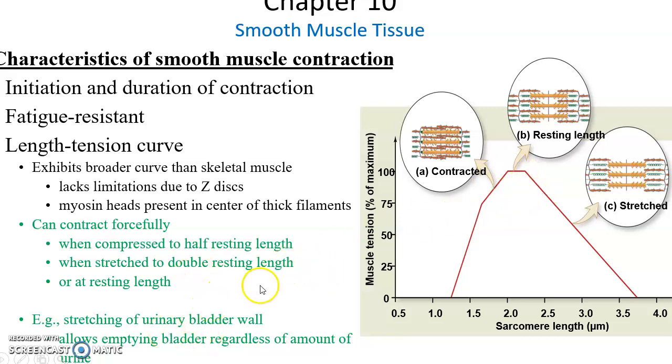And this is important because some of our organs stretch a lot. So the urinary bladder, for instance, gets extremely stretched as it fills. And so that's going to stretch the smooth muscle tissue in its walls, but we still need the urinary bladder to be able to contract to get rid of the urine.